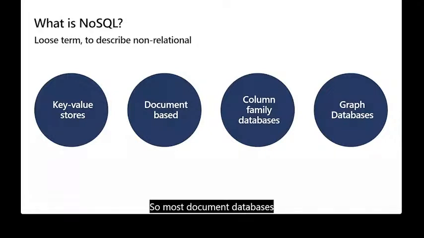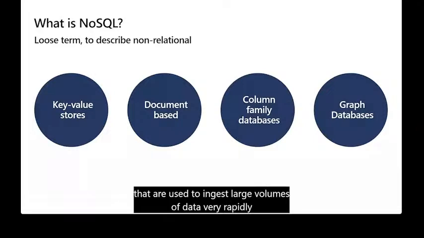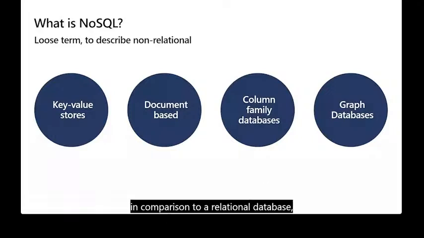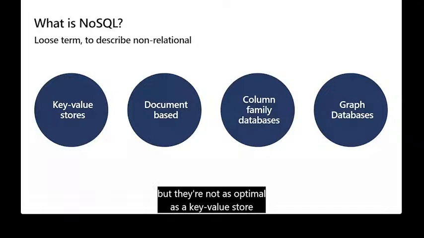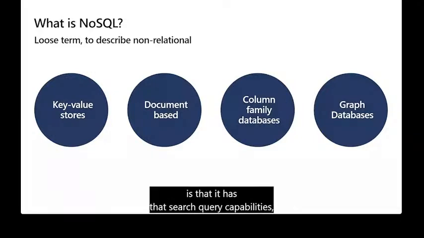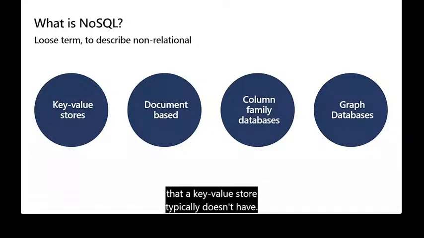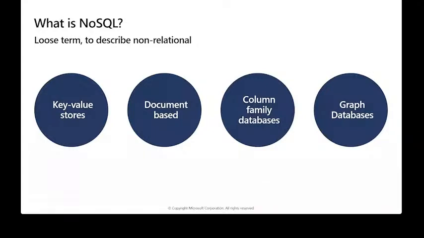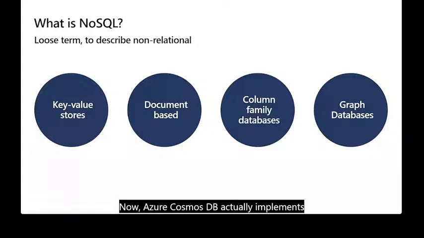So most document databases are used to ingest large volumes of data very rapidly in comparison to a relational database, but they're not as optimal as a key value store for this kind of processing. The main goal of a document database is that it has the search query capabilities that a key value store typically doesn't have. Now, Azure Cosmos DB actually implements a document database using its core SQL API.